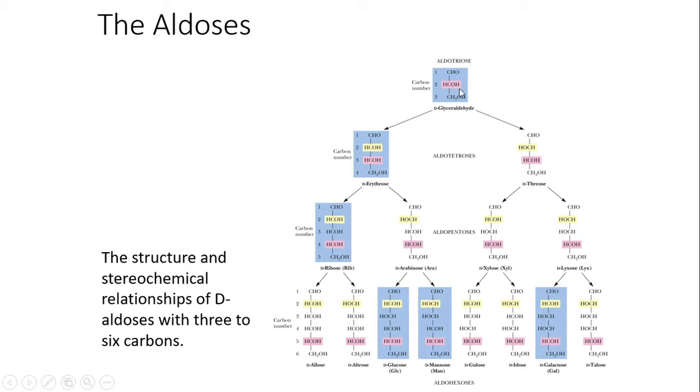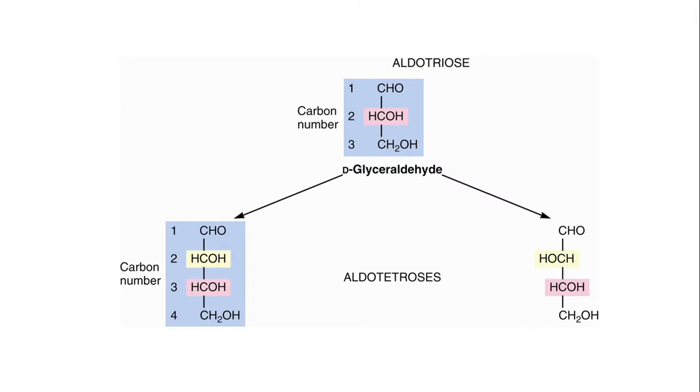So you'll notice that there are some carbohydrates highlighted in blue. These are the carbohydrates that you're going to be responsible for knowing the names and the structures. Now we're going to take a look at some of these in closer detail. As I've already said, D-glyceraldehyde is the smallest and the most common of the monosaccharides.